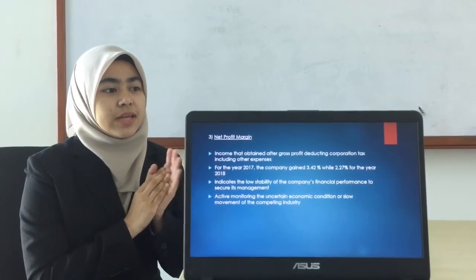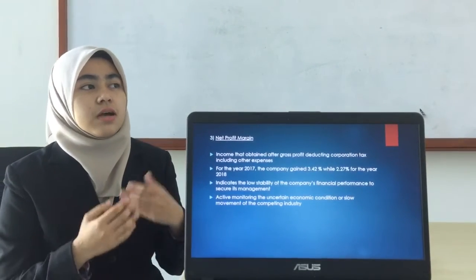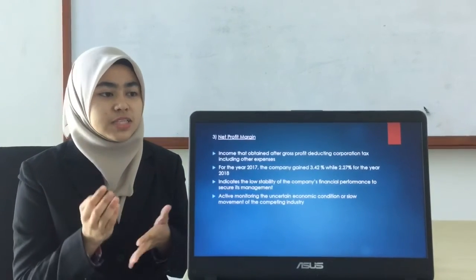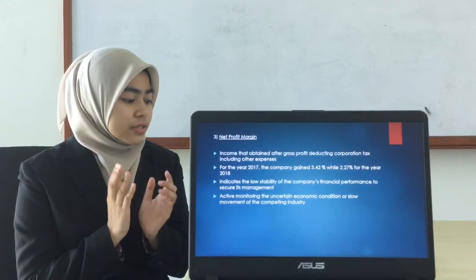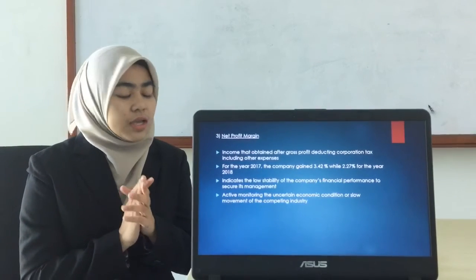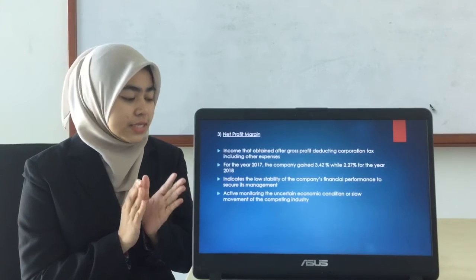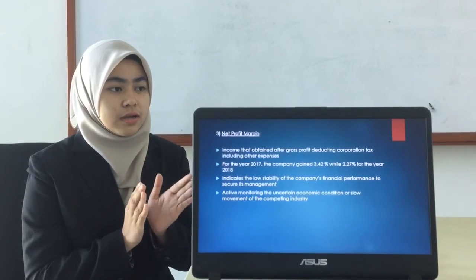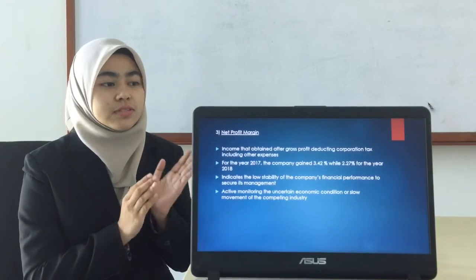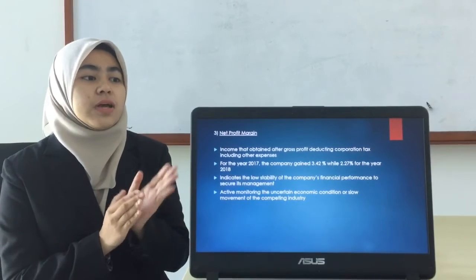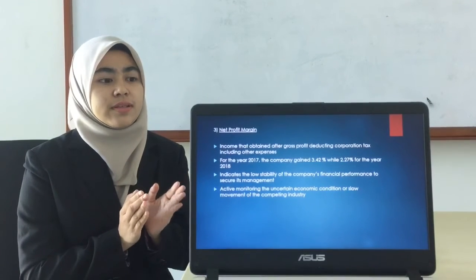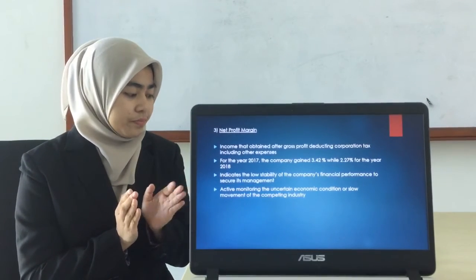Net profit margin can be defined as the income obtained after deducting the corporation tax from gross profit margin, including other expenses, which are interest expenses, operating expenses, and admin expenses. It can also be defined as indicating how much revenue the company earned after expenses are paid. For the year 2017, the company gained about 3.42%, meanwhile 2.27% for the year 2018.